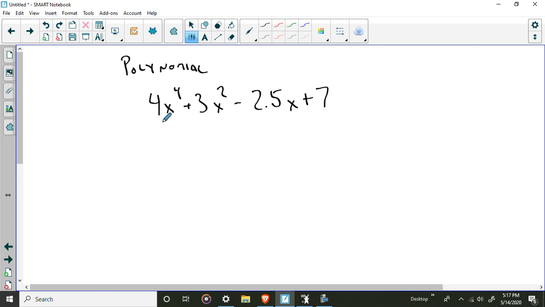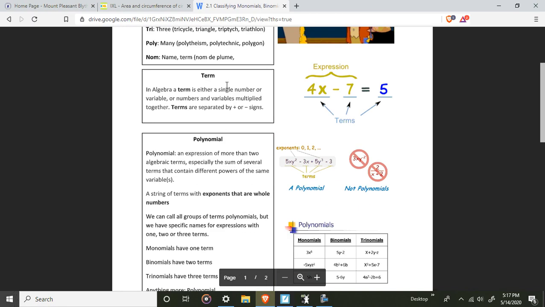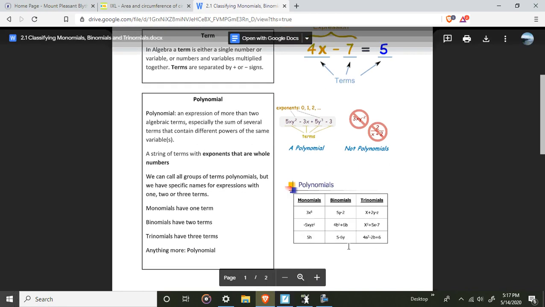Okay, so if you see anything with more than 3 terms, we just call it a polynomial. But polynomial is also a general term. We call any of these things polynomials. Okay, all right. On your notes, so we got that. We got polynomial. So here's some examples on here too.